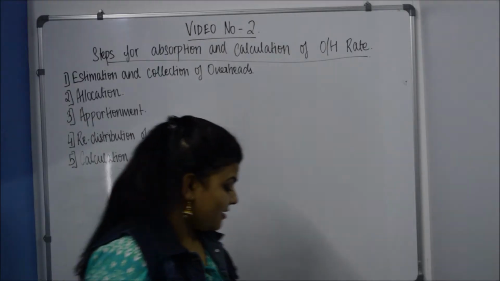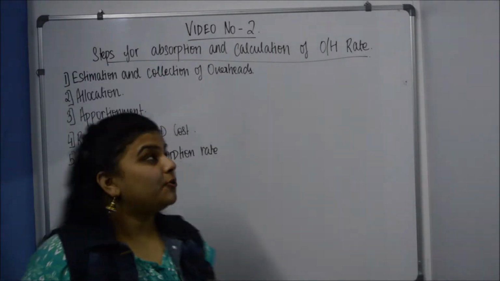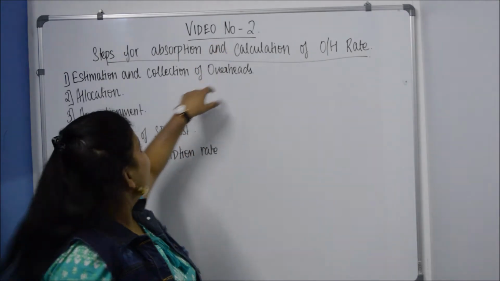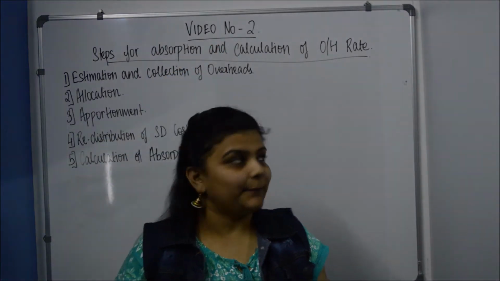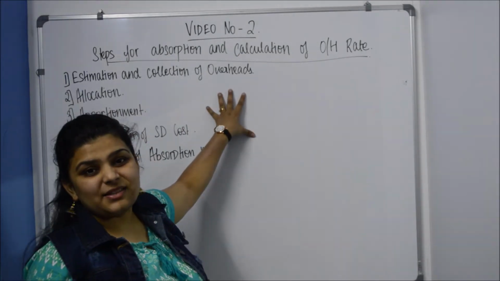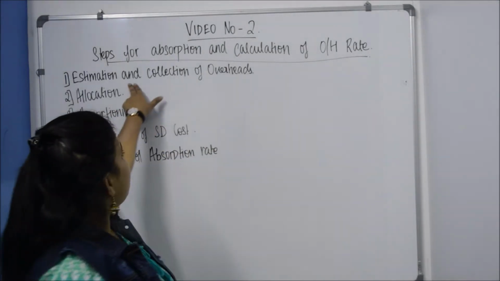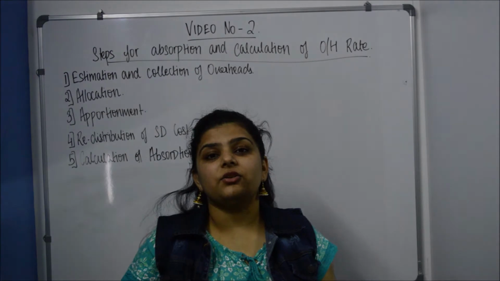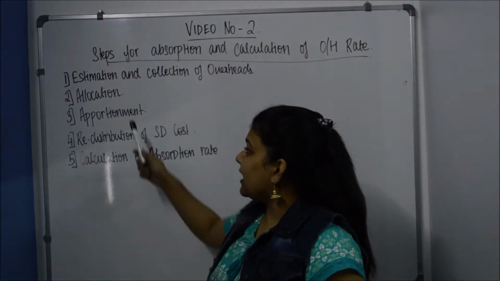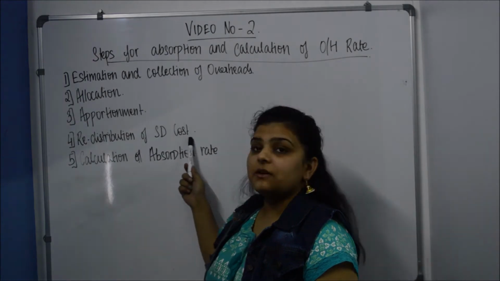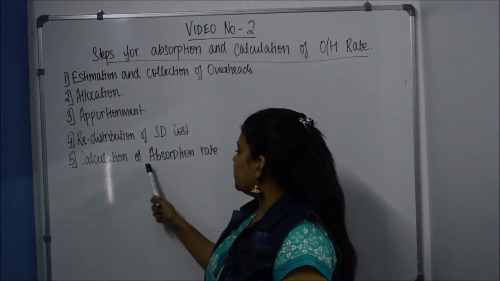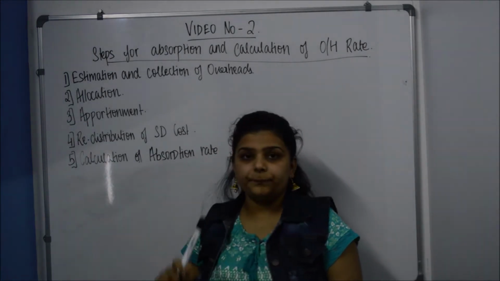Hello everyone. Now we are into video 2 of overheads, which is steps for absorption and calculation of overhead rate. There are 5 steps. First step is the estimation and collection of overhead. Second, allocation. Third, apportionment. Then redistribution of service department cost and calculation of absorption rate.